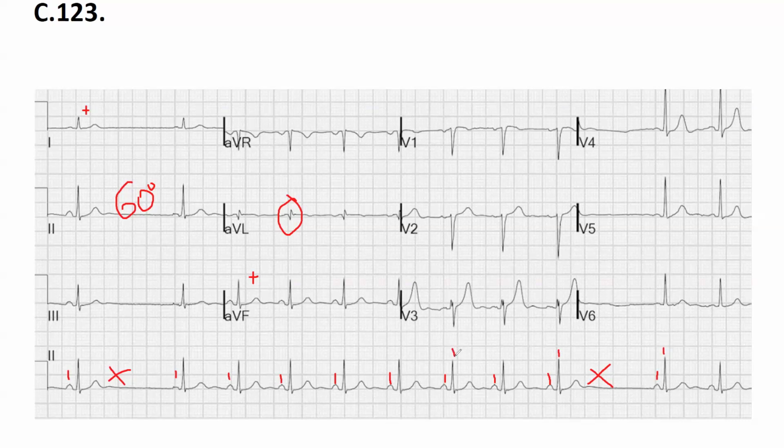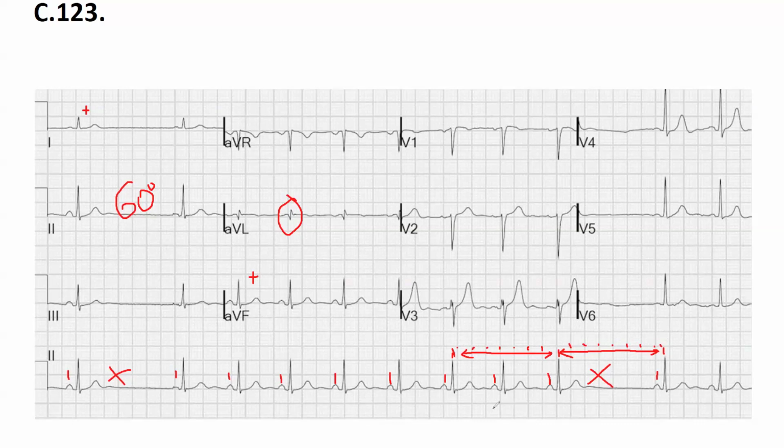It's by if the last RR interval is 2 times the last conducted one. Let's see. 1, 2, 3, 4, 5, 6, 7.5. So it's not twice as long, so it's Mobitz type 1. Exactly, twice as long.